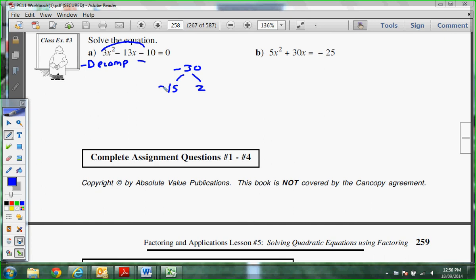Okay, this is where we break the middle up. So I'm going to go 3x squared, minus 15x here, plus 2x here, minus 10 here. And then we're going to group.